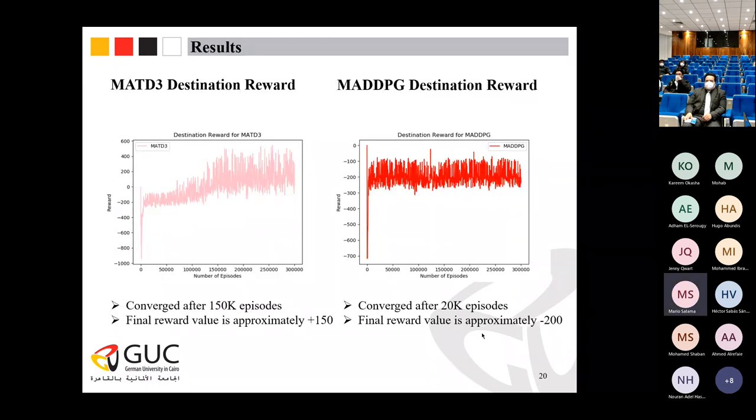Now, moving on to the results, I'll be comparing both algorithms side by side for each reward function separately. The first reward function is the destination reward. For the MATD3, the policy converged after 150,000 episodes on a final reward of positive 150. The positive value is an indication that the agents reached the destination successfully, while MADDPG converged after 20,000 episodes on a final reward of negative 200, which shows that it converged on a suboptimal solution and failed to finish the task at hand.